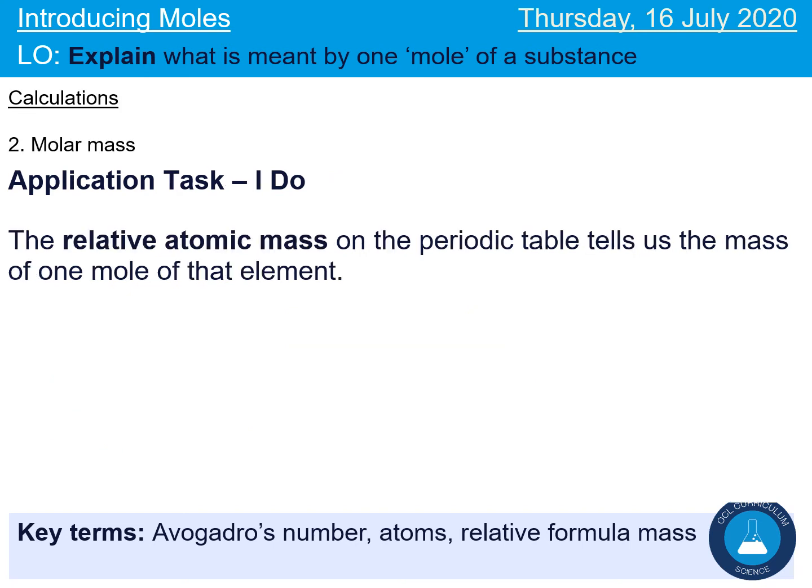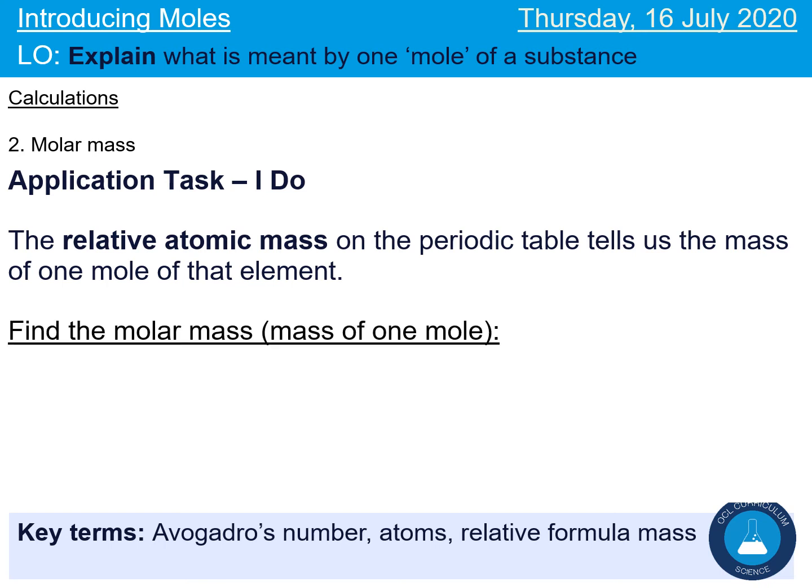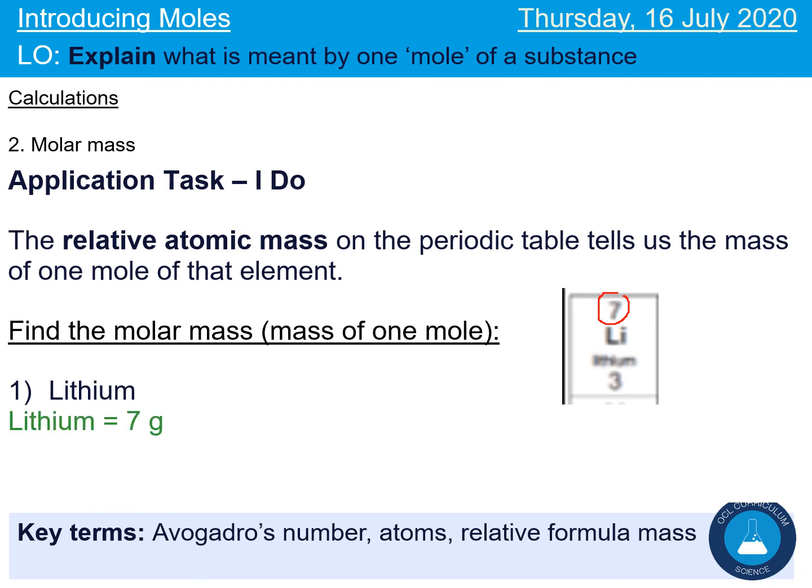Now let's practice molar mass calculations. We're going to use the relative atomic masses on the periodic table to tell us the mass of 1 mole of each element. So, to find the molar mass of 1 mole of an element, we need to look at the atomic mass number in the periodic table. For instance, for lithium, 7 is the atomic mass number. The mass of 1 mole, or the molar mass of lithium, is therefore 7 grams.